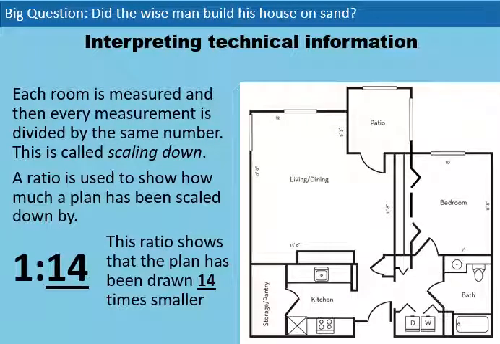So to make these scale drawings, each room is measured and then every measurement is divided by the same number, and this is called scaling down. So a ratio can also be used to show how much a plan has been scaled down by. So this ratio shows 1 to 14. That means that this plan has been drawn 14 times smaller.